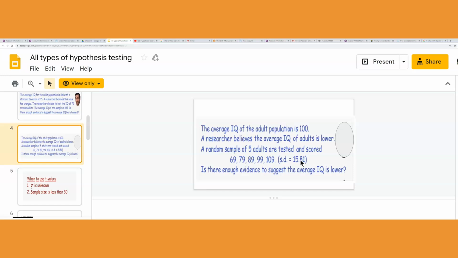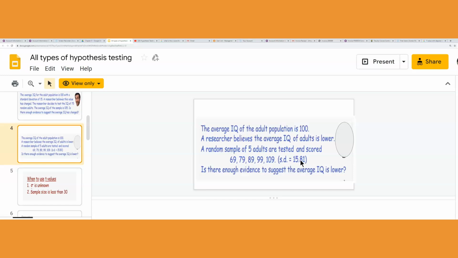If there is enough evidence to suggest the average IQ is lower, we will say there is evidence. There is enough evidence to suggest the average IQ is lower if we reject the null hypothesis. If we don't reject the null hypothesis, we don't have to change anything. We just leave it as it is, 100.